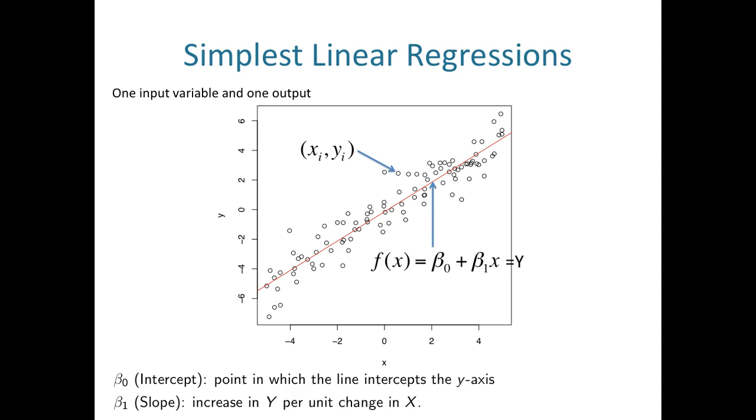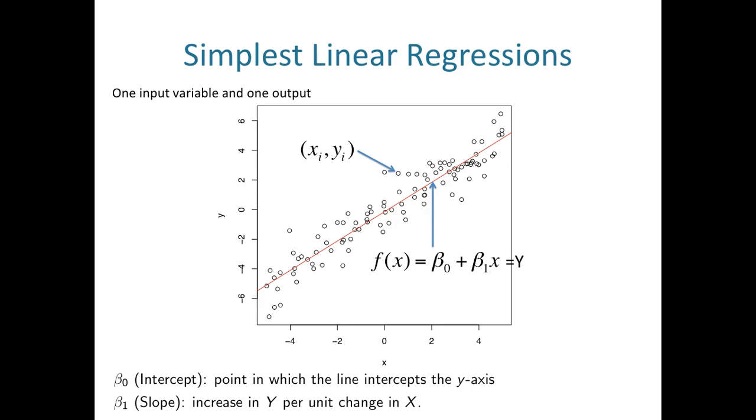The function f(x) is basically predicting the value of y from a variable x. And the simplest linear regression is going to be beta 0 plus beta 1 multiplied by x. So beta 0 is called the intercept, and it's basically the point at which the regression line intercepts the y-axis. If x had a value of 0, y would be equal to beta 0, so that's the intercept. And beta 1 is what we call the slope, and the slope approximates how much y increases every time we increase x by 1 unit.